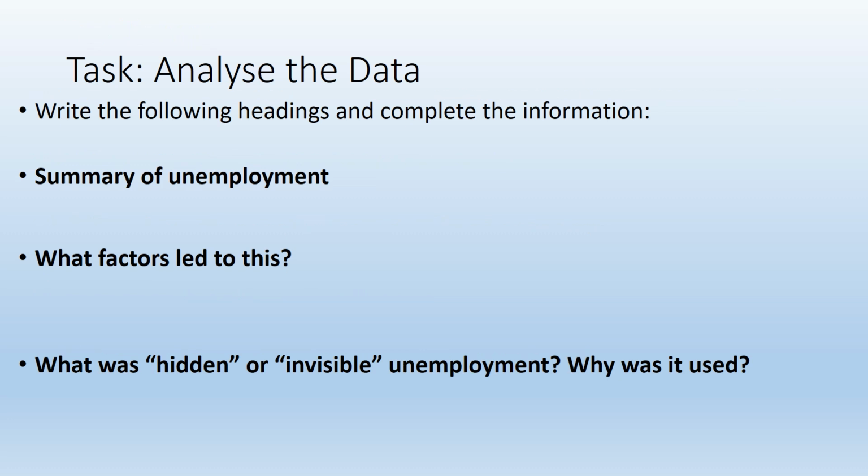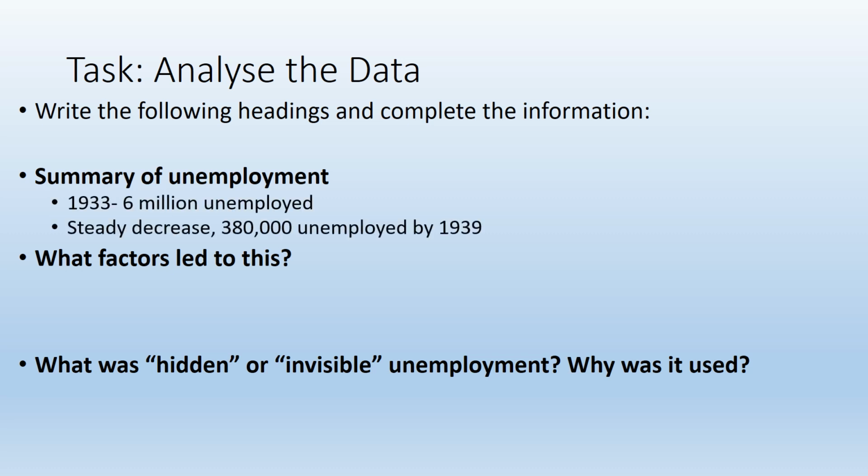We're going to have a look at some data, and we're going to try to look at the summary of unemployment, the factors that led to this, and what was being hidden or what was invisible, and why this was actually being used. So our summary is we've got 6 million unemployed people, and it's going to be a steady decrease to about 380,000 unemployed in Germany by 1939. And if we just look, that's going from 6 million to under 500,000 in the course of 6 years, which is a really big improvement in terms of unemployment.